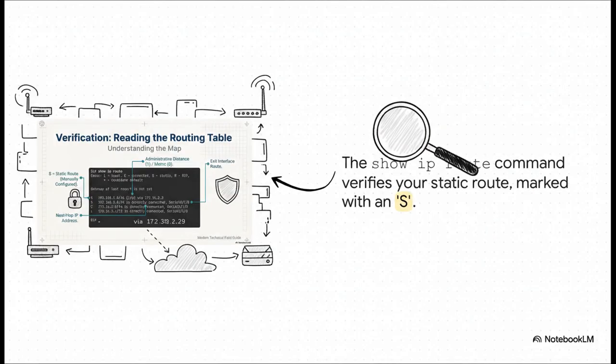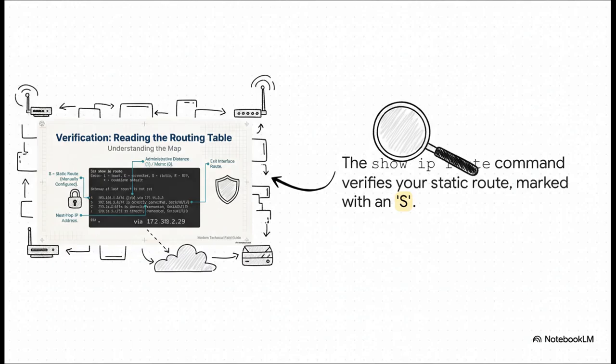So after we type in our command, how do we actually know it worked? Well, we check the map. And the map is the routing table. The command show ip route tells us everything. You can see that little S code right there? That stands for static. You'll also see the administrative distance. That's just a measure of how trustworthy a route is. And it's 1 by default for static routes.